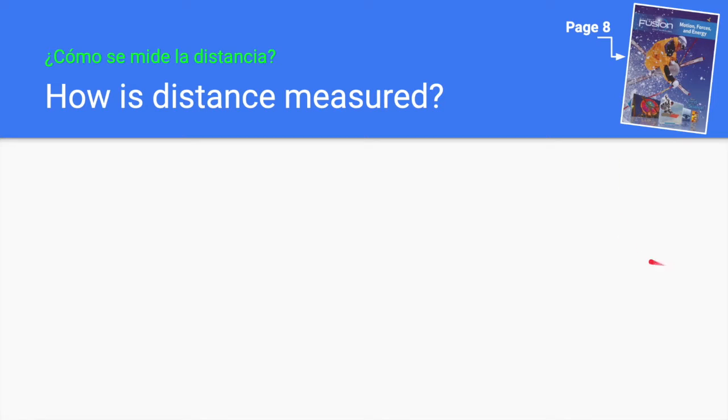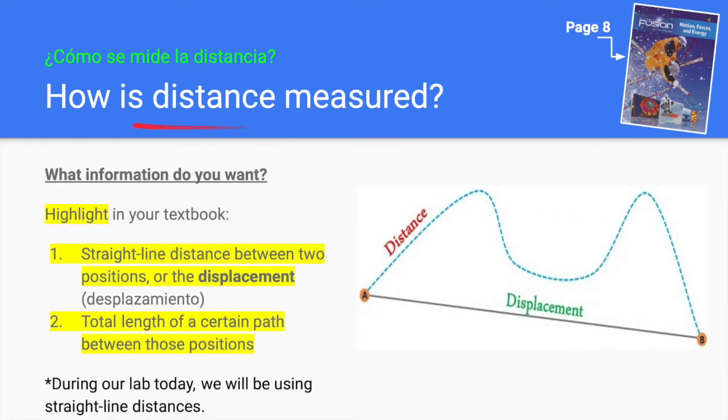Next up, friends, we have how is distance measured on page 8. Now, in order to figure out how distance is measured, we have to first think, what kind of distance are we looking for? So go ahead and highlight these points too. The first one says we can measure straight line distance between two positions. This is also called the displacement.